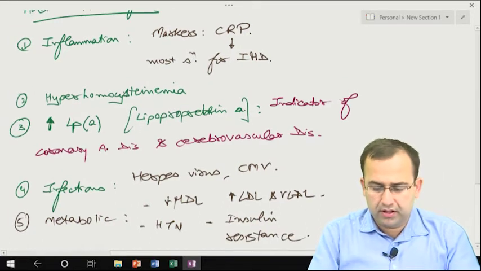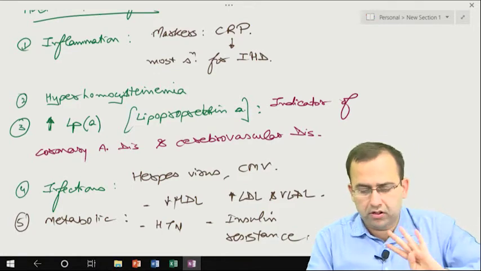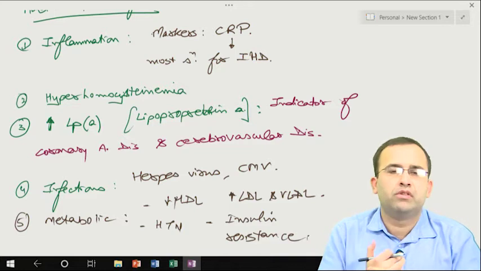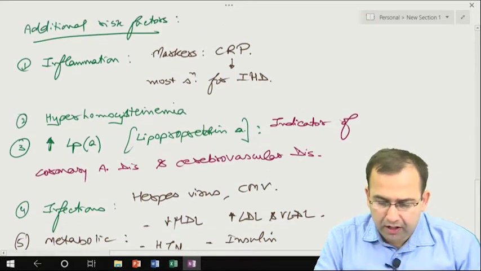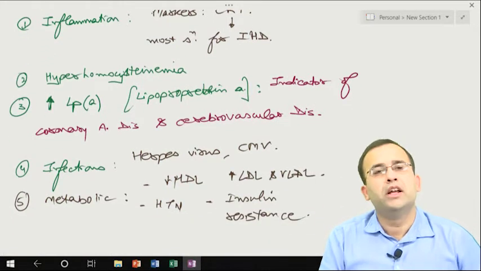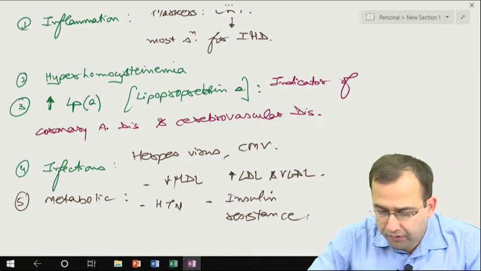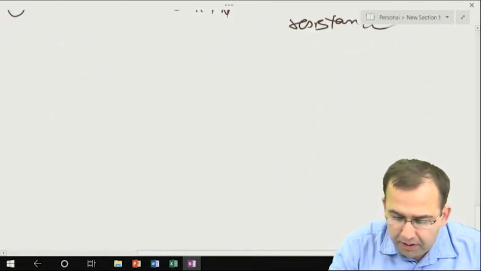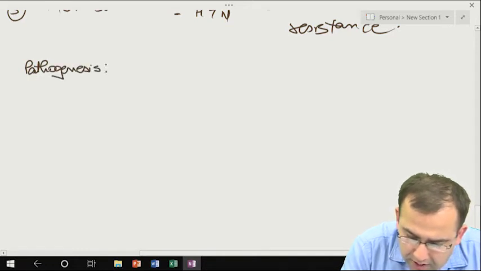This was obvious. What you need to know in this table are the first 4 causes, and if you just read it once you will be comfortable with it. These are the risk factors for development of atherosclerosis. Next point, this gets us to the pathogenesis of atherosclerosis.